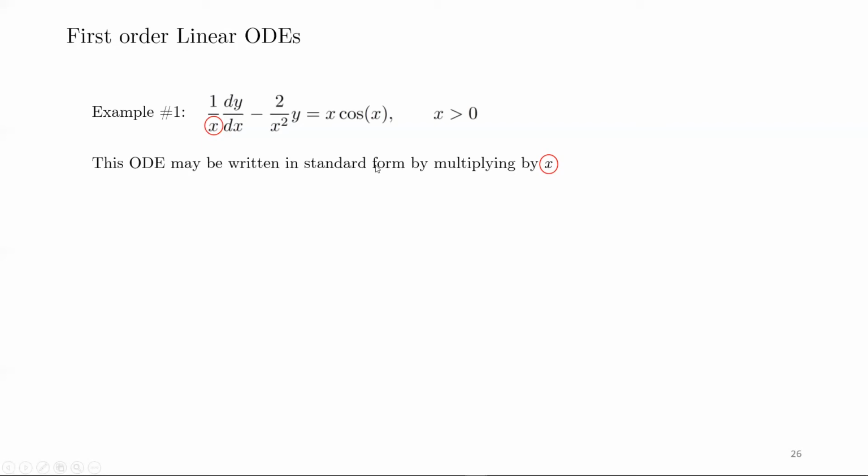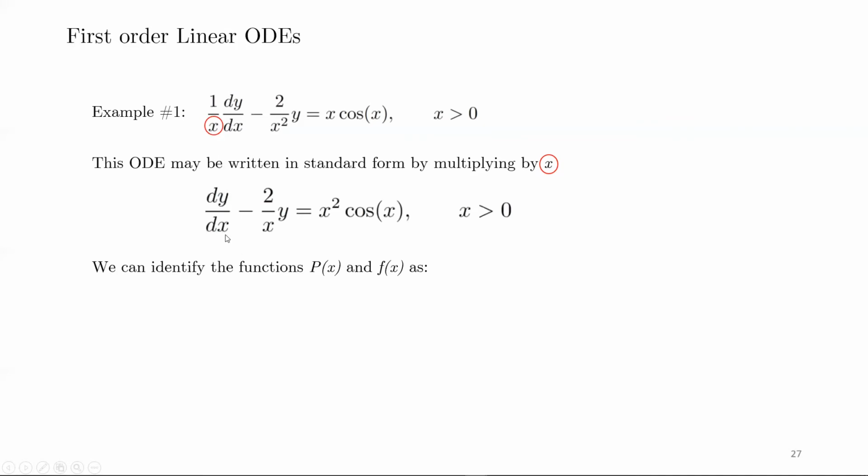but it's not written in the standard form, right? So the standard form says that dy/dx has to be just multiplied by 1, not 1 over x. So I can multiply every term in this equation by x, right? And if I do that, x over x is 1. So I get dy/dx minus 2 over x times y, since 2x over x squared becomes 2 over x, equals x times cosine x times x, so x squared cosine x.